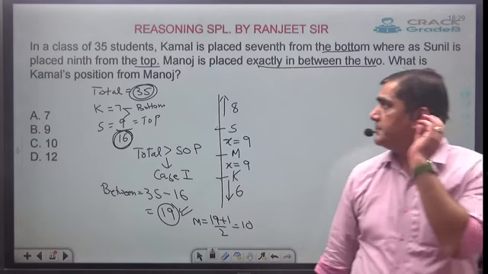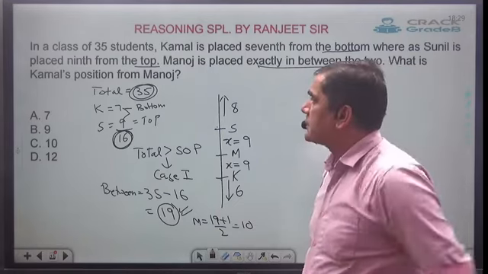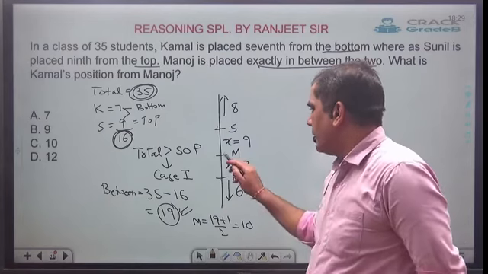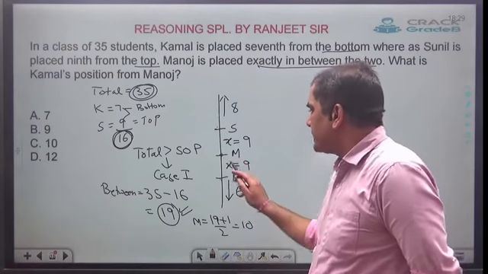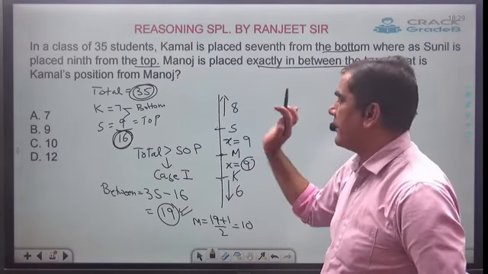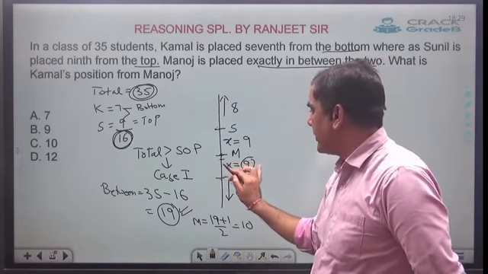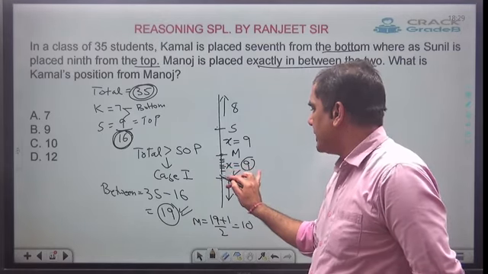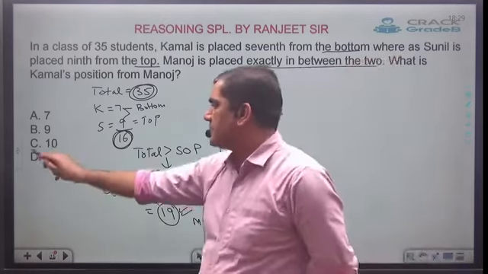Now the question says, what is Kamal's position from Manoj? So from Manoj we have to find the position of Kamal. In between Kamal and Manoj we have got 9, so Kamal must be at the 10th place, because in between there must be 9. So Kamal must be at the 10th place, dear. So the answer must be C.